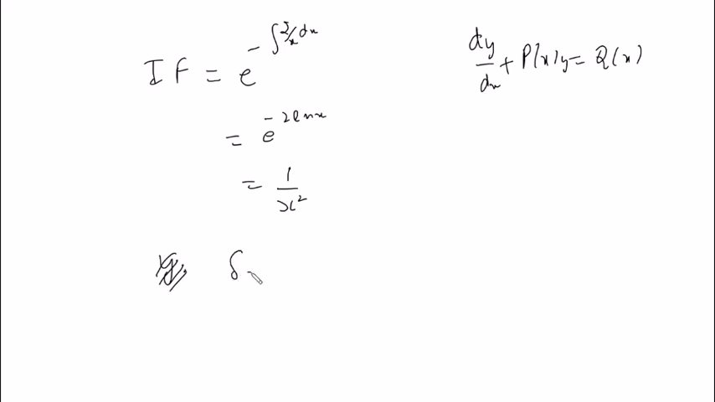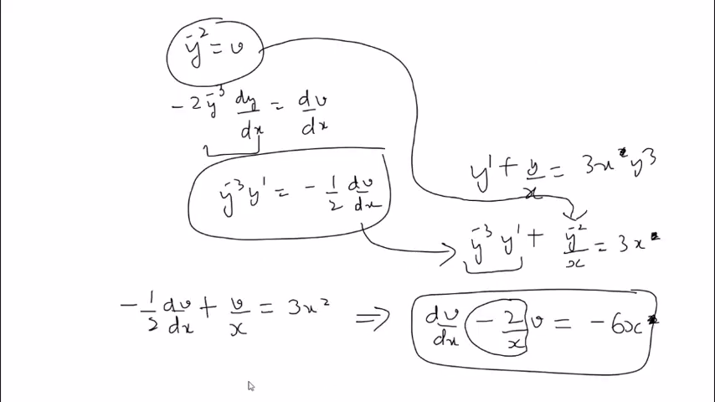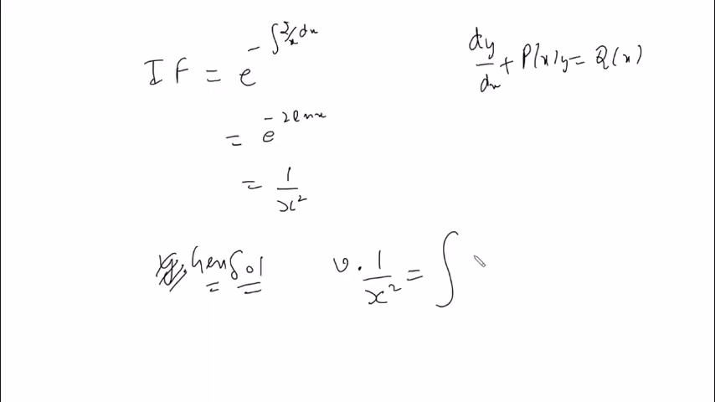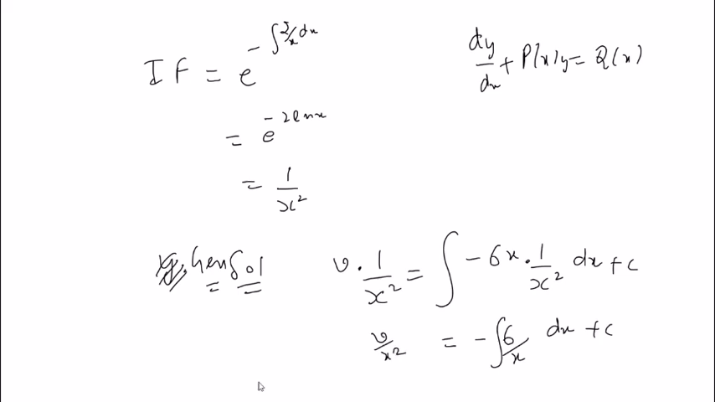So the general solution is v into the integrating factor equals the integral of the right hand side. What is the function on the right hand side? Minus 6x. So minus 6x into 1 by x square dx plus c. So that is minus 6 by x dx plus c. So you just solve the integral and get your answer. So you will be getting v by x square is minus 6 log x plus c.